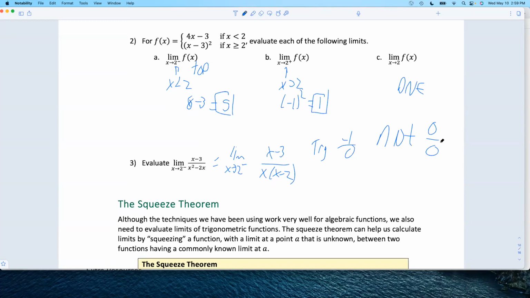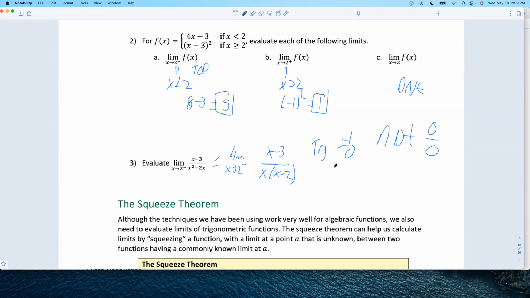This limit's not going to exist, but we can still write it. We can still convey information. We're going to have an infinite limit is what's going to happen here. Anytime you get not 0 over 0, you've got yourself an infinite limit. And technically the limit doesn't exist, but we still either write infinity or negative infinity, if it's one of those.